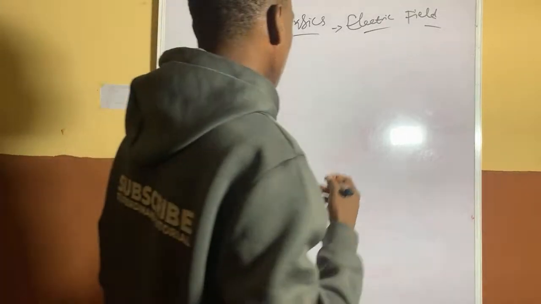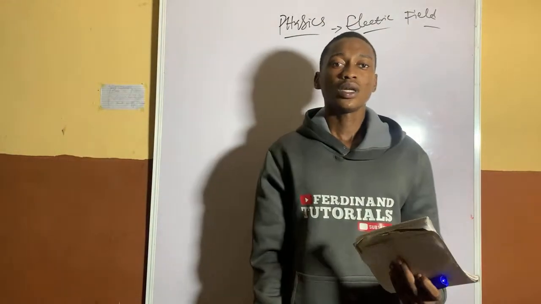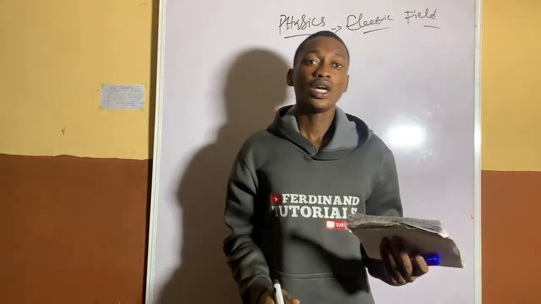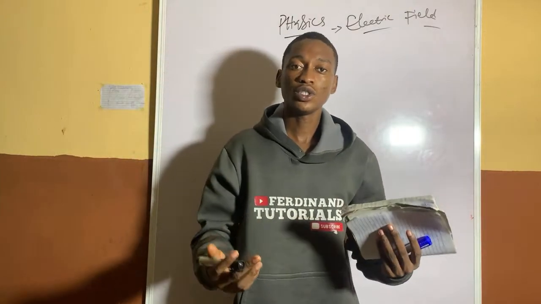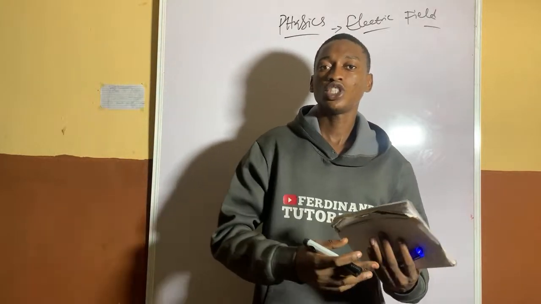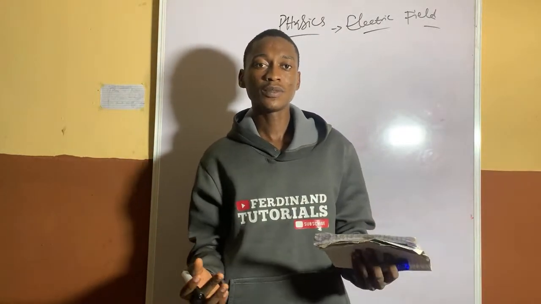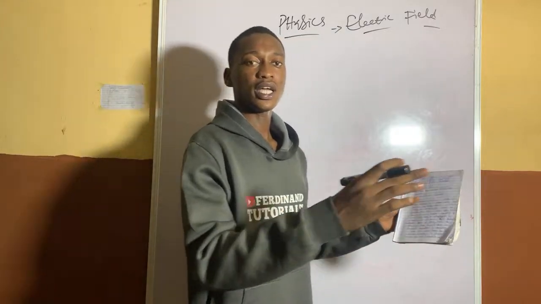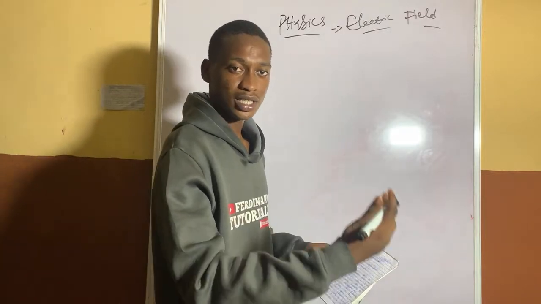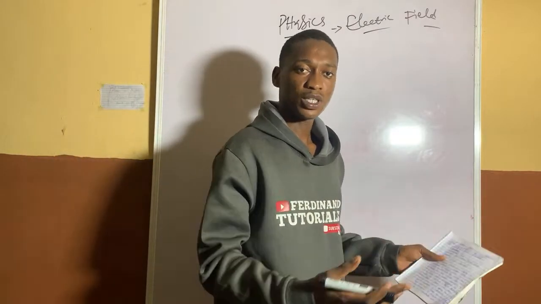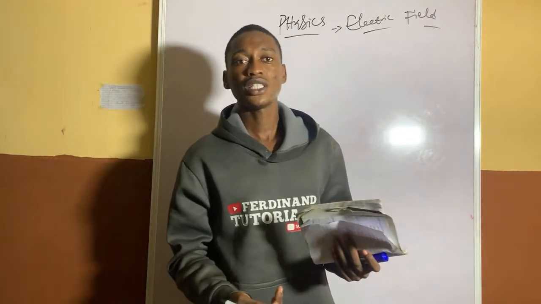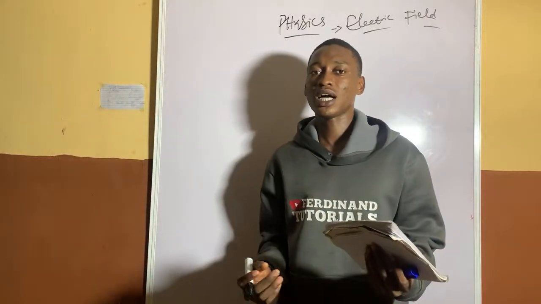Okay, so now what we're going to do is look at what we mean by electric field. Without wasting our time, an electric field is a region of space where electric charge takes place. Any region, any particular area where there is electric charge, where there are electric interactions, we call that particular field an electric field. That is where a charged body experiences an electric force.